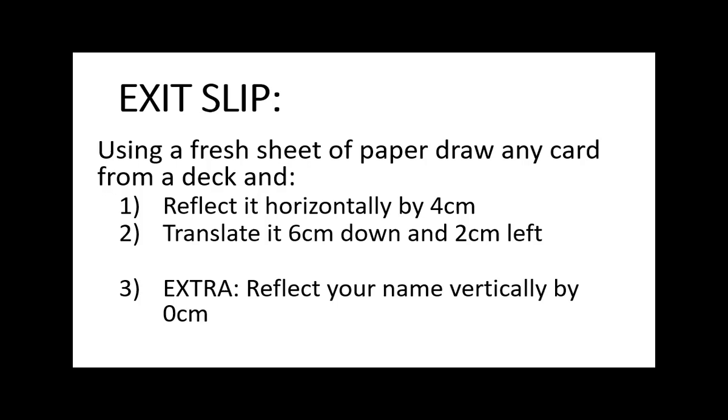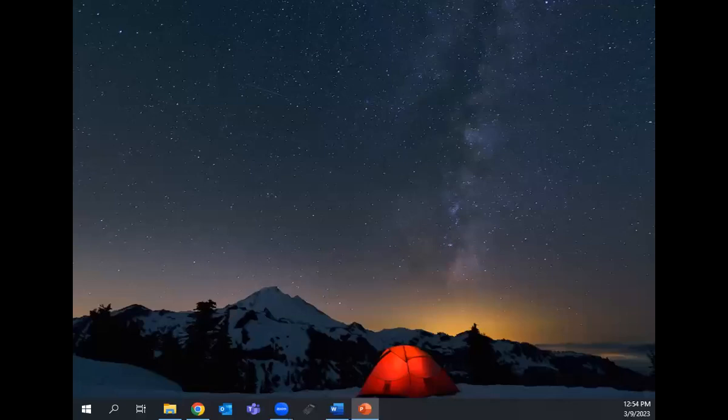And then I also want you to, on your sheet, translate that card. Not 6 centimeters down and left. Let me change those numbers. Let me change that. And so 4 centimeters down would be like 2 centimeters, right? I'm actually changing those numbers.